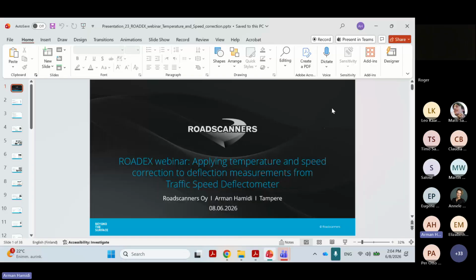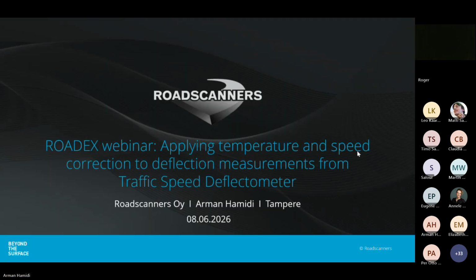As you see, applying temperature and speed correction to deflection measurements from traffic speed deflectometer.